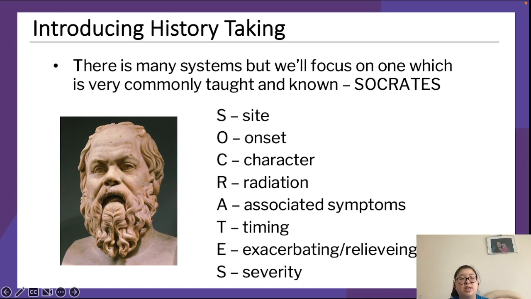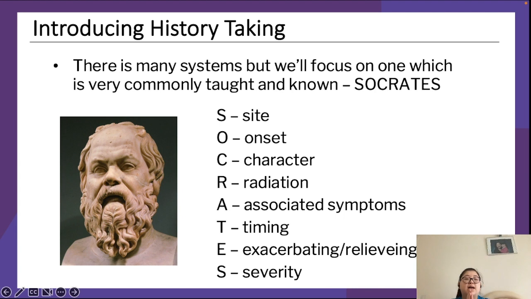And it's fine to use any model you want, but Socrates is probably the most famous one. So I thought I would just go with that one because it's probably the one which will come up the most. It's very pain focused, unfortunately, but you can apply it to things which are not pain related.